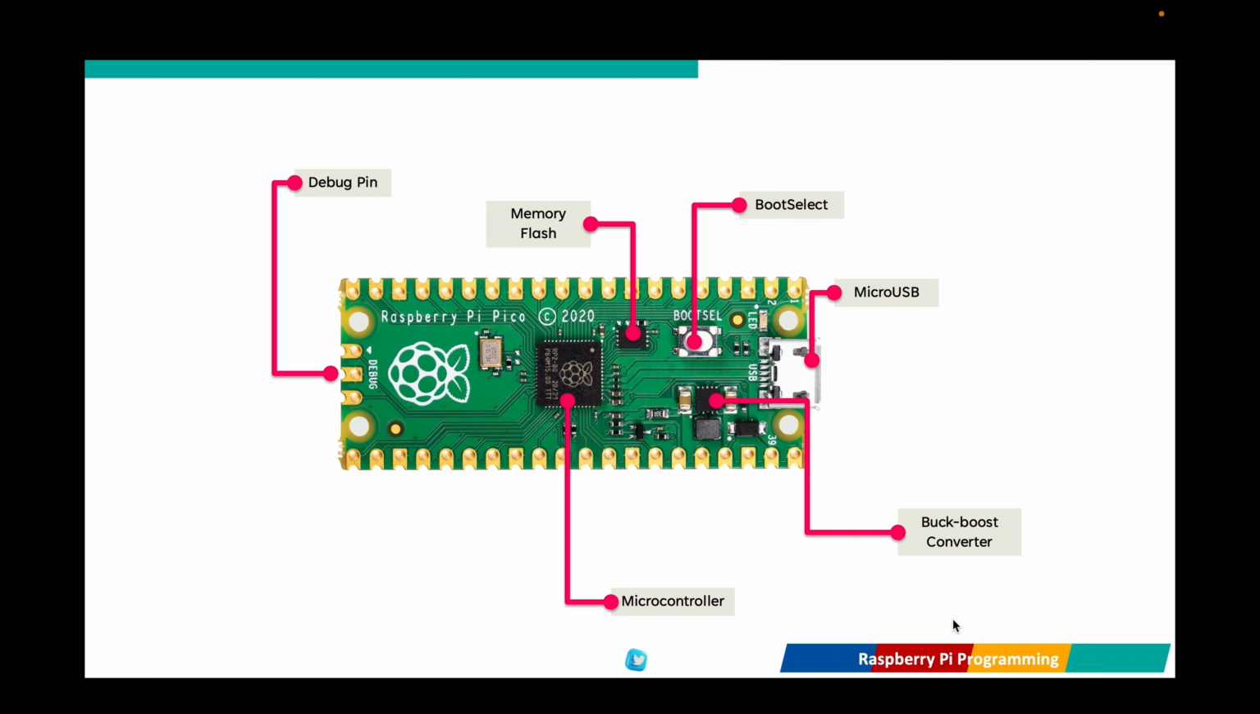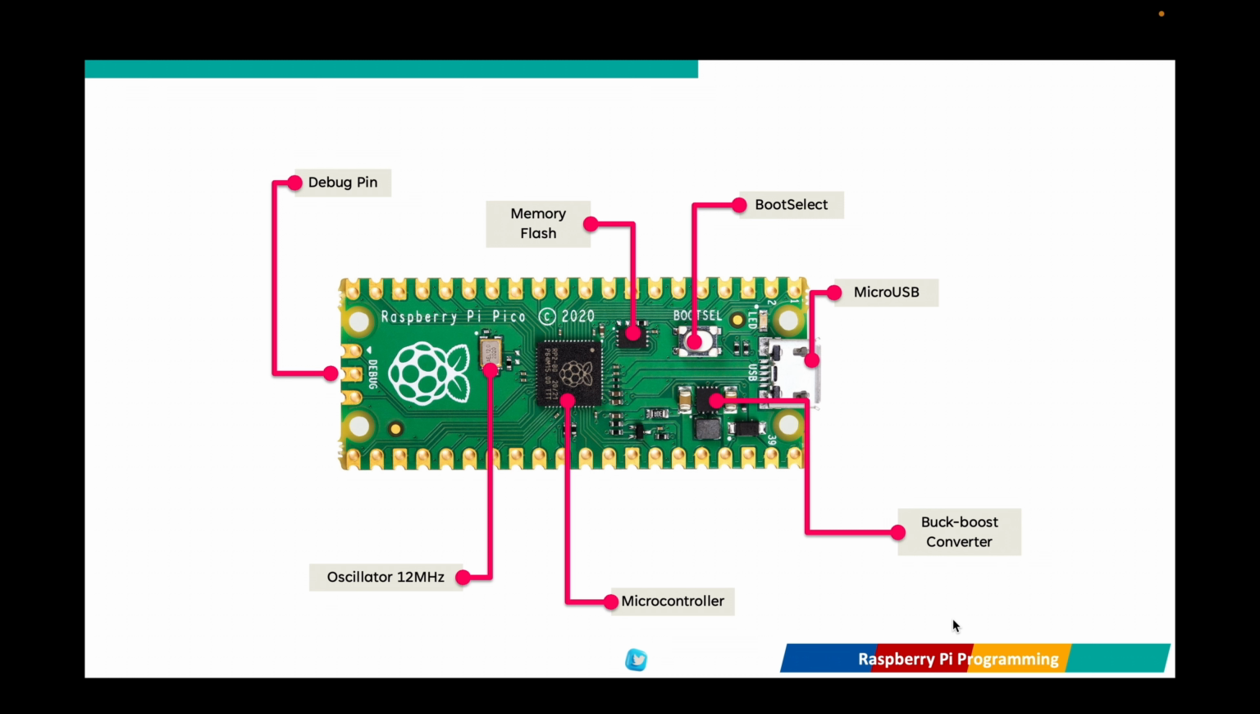The BOOTSEL button on the Raspberry Pi Pico is used to put the microcontroller into USB mass storage mode, allowing users to flash firmware into the device. So this BOOTSEL becomes very important when you want to flash MicroPython or CircuitPython or a custom UF2 file onto the Pico. Sometimes you would like to recover from a firmware error or reset the Pico to load a new program and switch between different firmware, for example from MicroPython to C or C++ or CircuitPython.